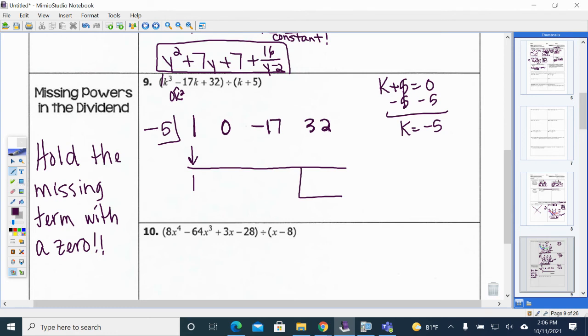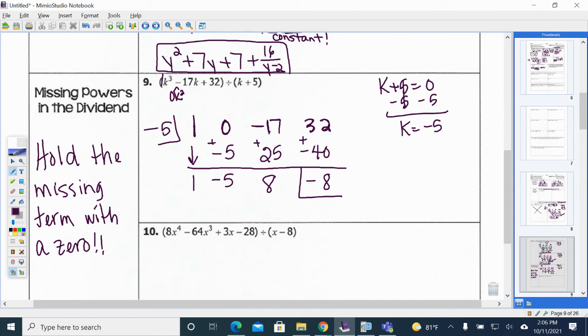So negative 5 times 1 is negative 5. 0 plus negative 5 is negative 5. Negative 5 times negative 5 is a positive 25. Negative 17 plus 25 is 8. Negative 5 times 8 is a negative 40. And 32 plus negative 40 is a negative 8.